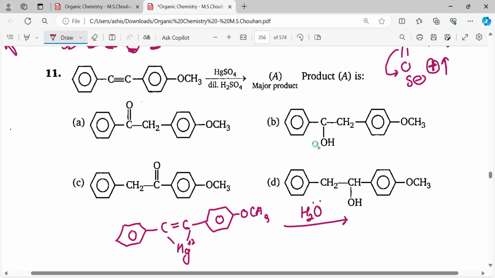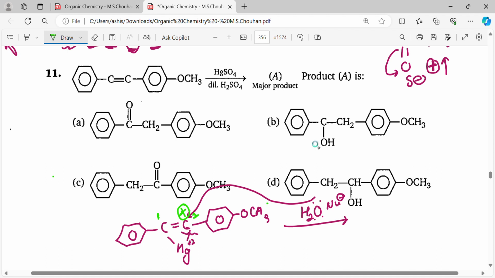Now the second step is the rate determining step. In the second step, a water molecule or H2SO4 molecule as a nucleophile will attack on this carbon. This bond will break. Why will it attack on this carbon? Because if positive charge occurs on this carbon, this type of partial carbocation is comparatively more stable than when present on carbon number one. That is carbon number one, that is carbon number two.